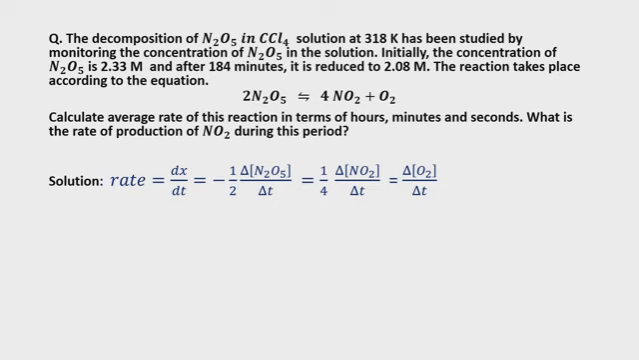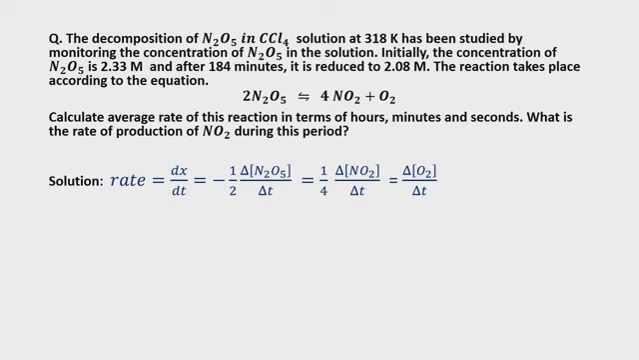Rate equal to dx by dt equal to minus 1 by 2 delta N2O5 by delta T equal to 1 by 4 delta NO2 by delta T equal to delta O2 by delta T.